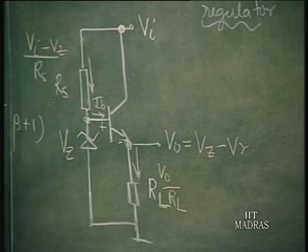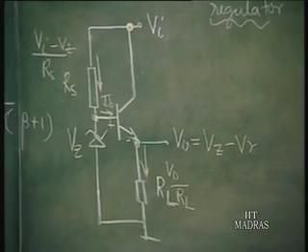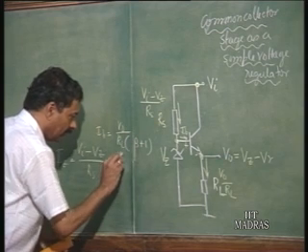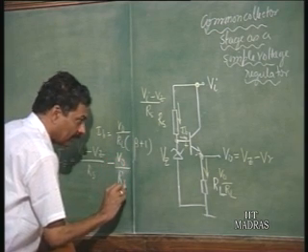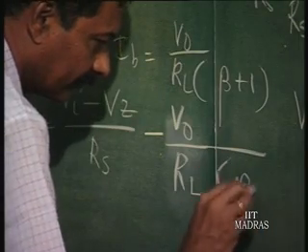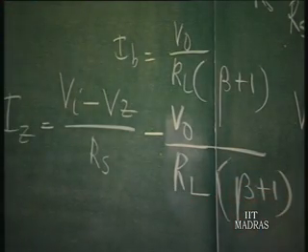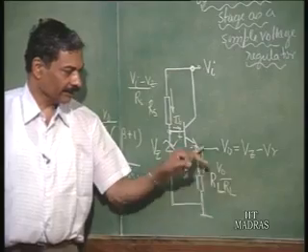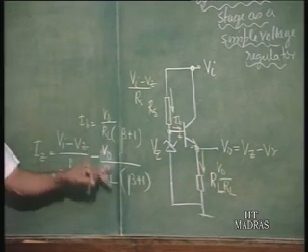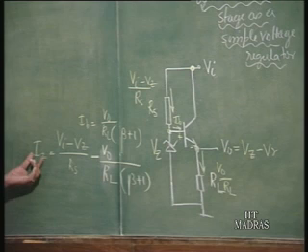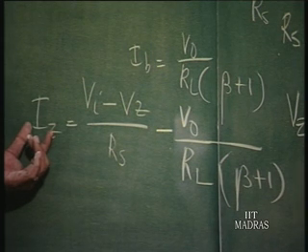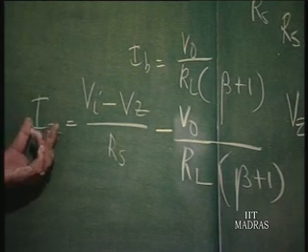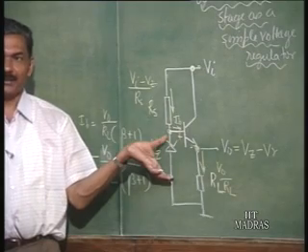Now, let us investigate what happens. As V naught increases, let us put down this. This is going to be V naught divided by R L by beta plus 1. As R L decreases, this current will increase. As this current increases, this current is going to decrease. I z is going to decrease. As I z decreases, the Zener voltage is going to decrease slightly.